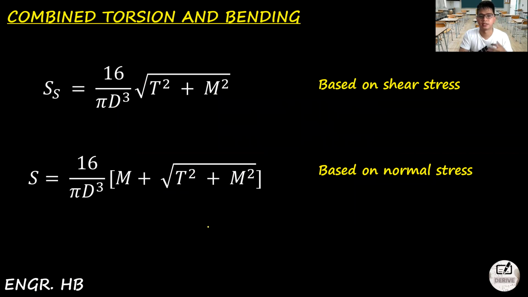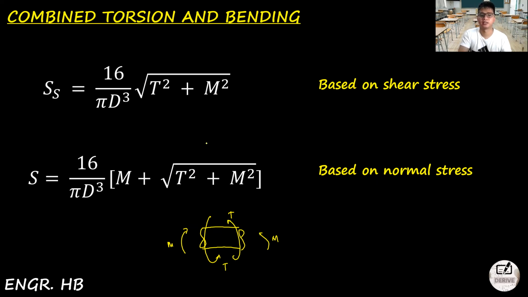Combined torsion and bending. So, ayan, meron tayong two formulas. Consider a shaft. So, kunyari, meron tayong shaft dyan. So, since this is a combined torsion and bending, pwede rin natin siyang tawagin combined stresses. Ibig sabihin si shaft, nakaranas ng parehong torsion tsaka bending. So, nag-bend siya. Kunyari, ito yung bending moment natin. So, nakaranas din siya ng torque. Ayan. So, ibig sabihin, pwede rin palang mag-combine yung torsion and bending on a single shaft at magkasabay.